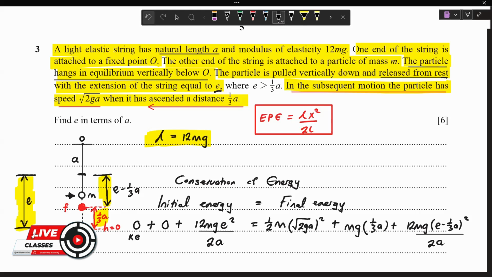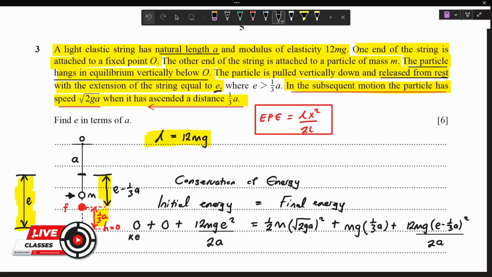So they don't necessarily say that it is hanging in equilibrium and the length of the string is A. They don't tell us that. So I just took it to be hanging maybe at some point where there's a little bit of a stretch. But you shouldn't worry much about that because in this particular question, that does not really matter.